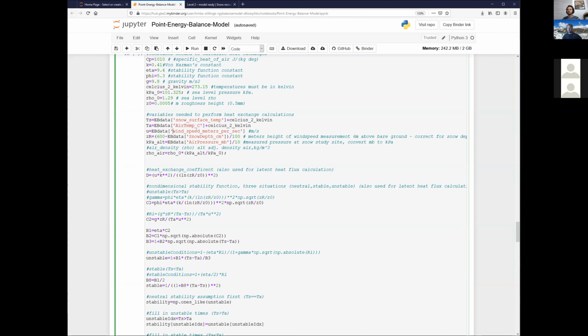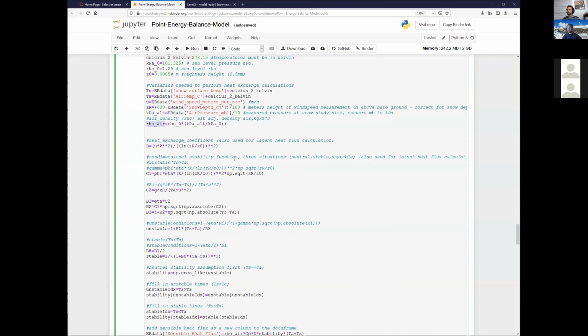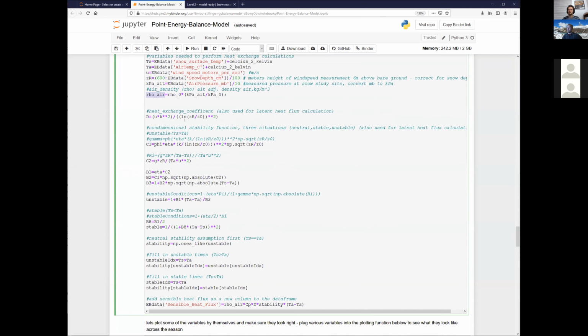We also have the wind speed. And this height right here, the ZR, is how we can figure out how high above the surface the wind speed measurement is. And then we also have the air pressure at the time of the measurement, which we can use to find the density of the air. These are all equations that we don't really need to go into the specific details of, but this is how you parameterize and calculate if the air is stable or unstable above the snow surface, and then what the sensible heat flux is.